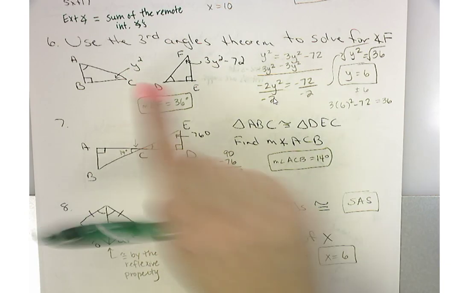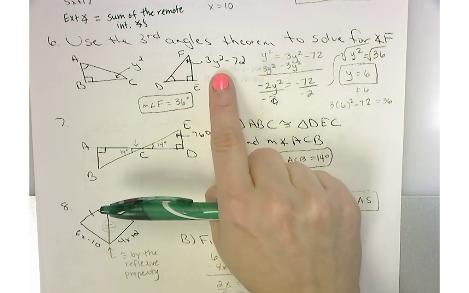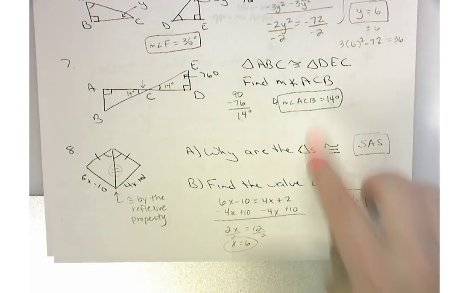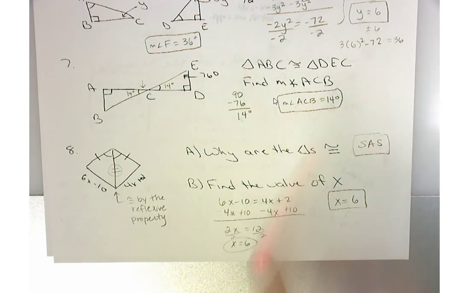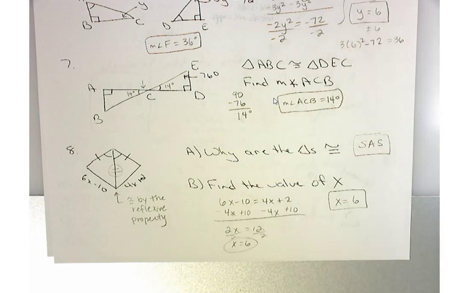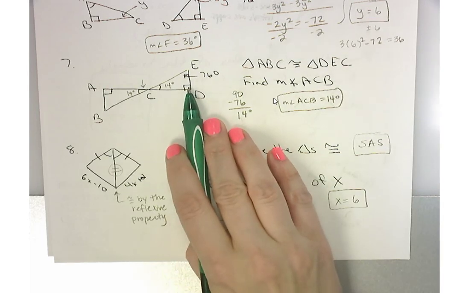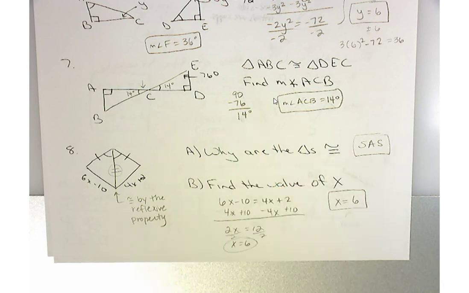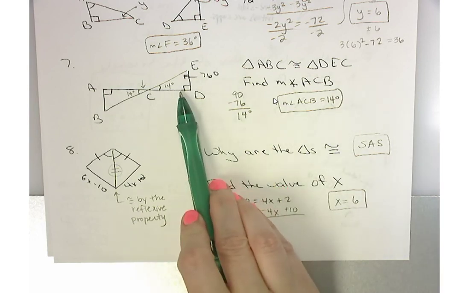Okay, for 7, find the measure of angle ACB. If this is 76 degrees and this is 90, you can take 90 degrees minus 76. You could also do 180 minus 90 first, which is 90, then 90 minus 76. And then these are congruent because they are what type of angles? Vertical. Yep, these two are vertical angles, and vertical angles are congruent.